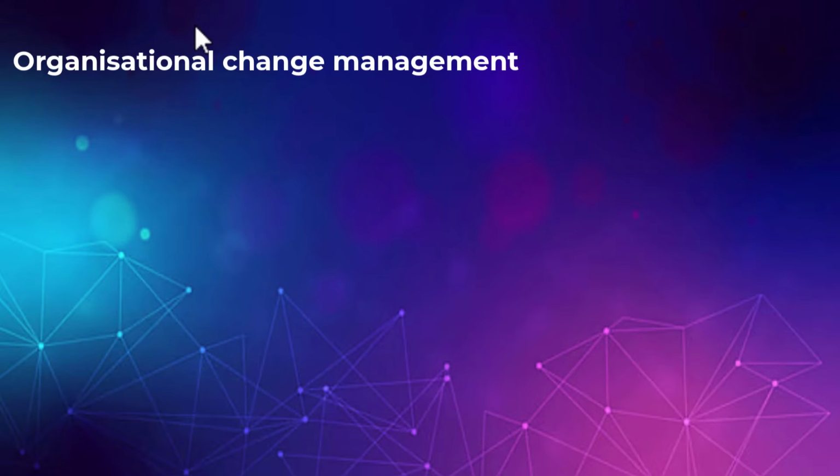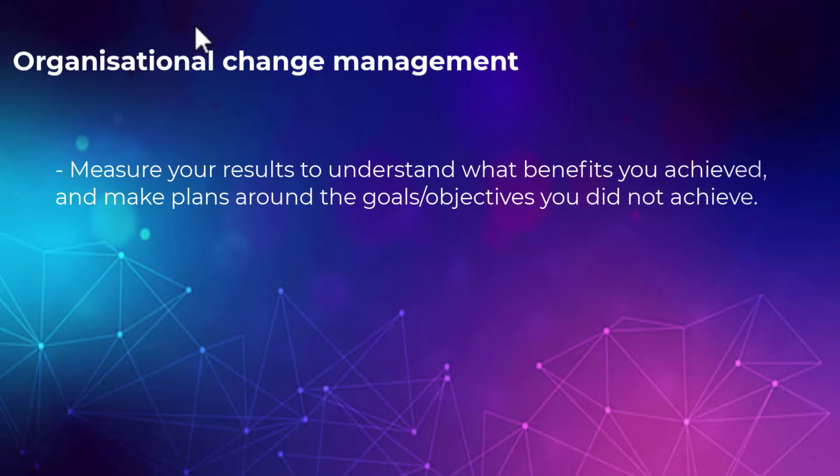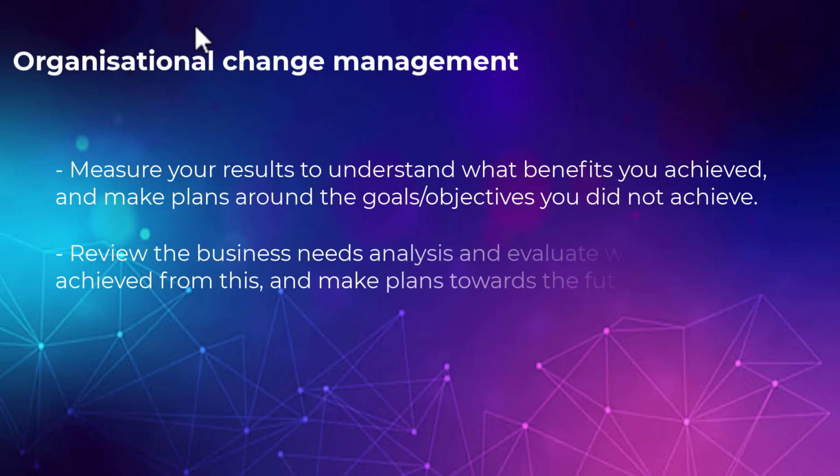Okay, so now you have come to the conclusion to which technology system is best suited towards your business and the needs of your business. You are now in a position to negotiate the terms of agreement. But I also want to mention before I close up on this video that I would encourage you to measure your results to understand what benefits you have achieved and make plans on how you can achieve the benefits you did not achieve. So at the beginning, as I mentioned, we went through the business analysis. So you want to review this again, try and get an understanding of exactly what you achieved and what you didn't, and then make plans towards the future of your business.